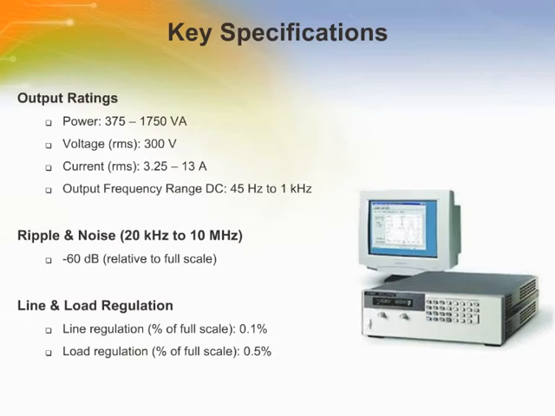Agilent's AC power sources are ideal for power supply testing, AC mains CE mark testing, UPS testing and much more. Choose from 375 VA, which is 6811B, the 750 VA, which is 6812B, or a 1750 VA, which is the 6813B AC power source, with built-in AC power analyzer. Setup is made easy with the graphical user interface, which requires no programming.